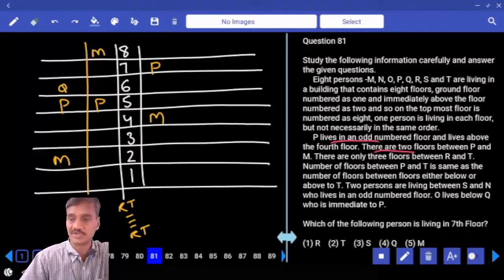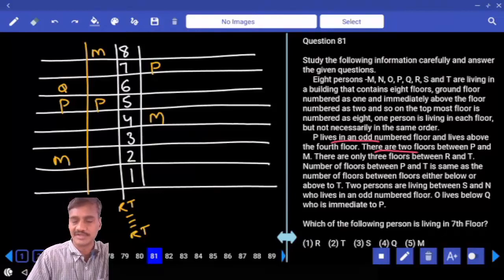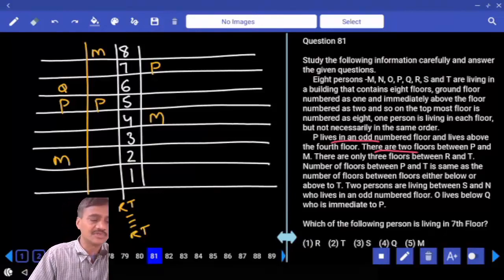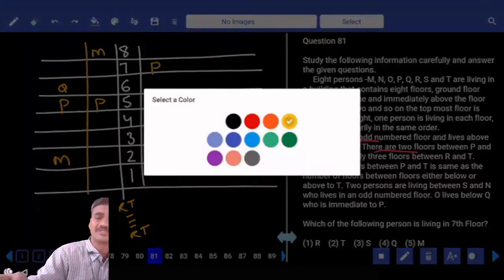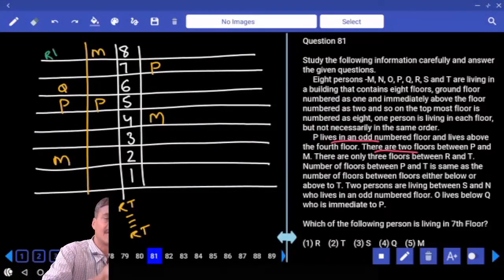Odd number floor, there are 2 floors between P and M, and 3 floors between R and T and N. Now as there are 3 floors between R and T, let us start with the possibilities then. R and T are the two possibilities. If R or T is here, 1, 2, 3, R or T is here.